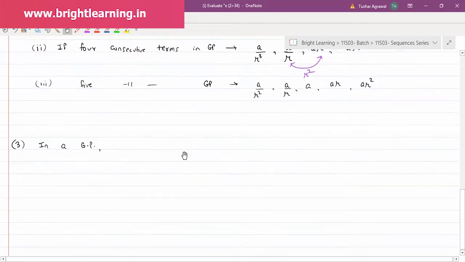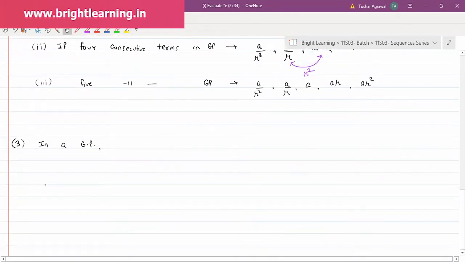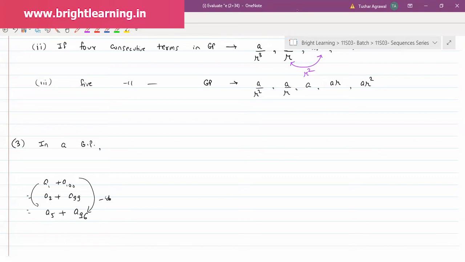In AP we wrote something like this: A1 plus A100 will be equal to A2 plus A99, equidistant terms, or let's say A5 plus A96. So 4 units ahead we went, we increased by 4D, we decreased by 4D. You remember this property for arithmetic progressions? Okay, so in geometric progression also we have a similar property, but here addition will be replaced by product.